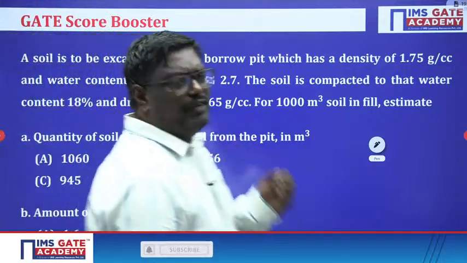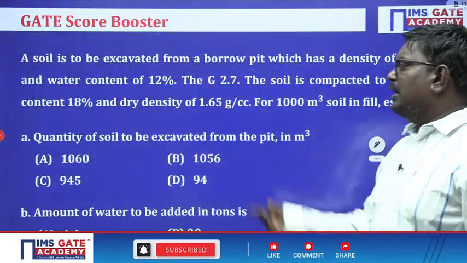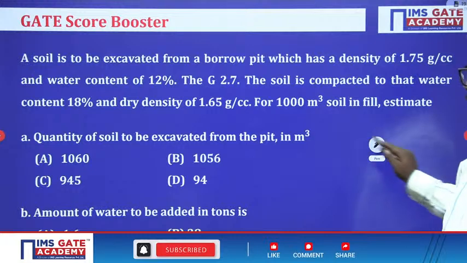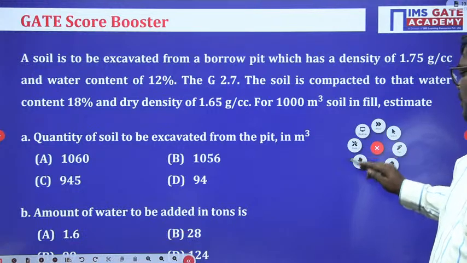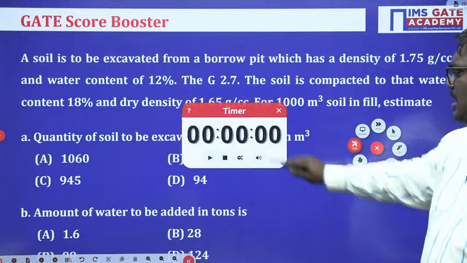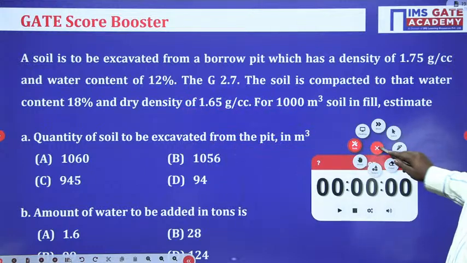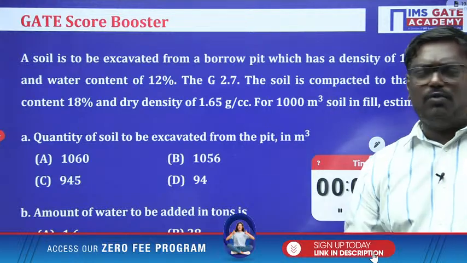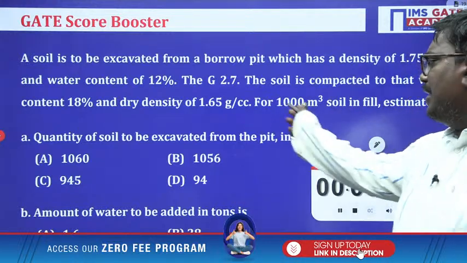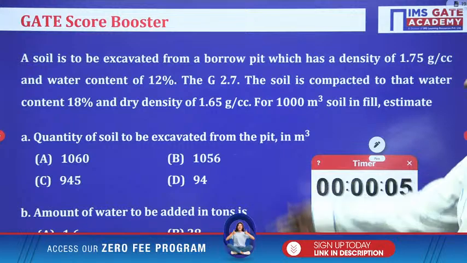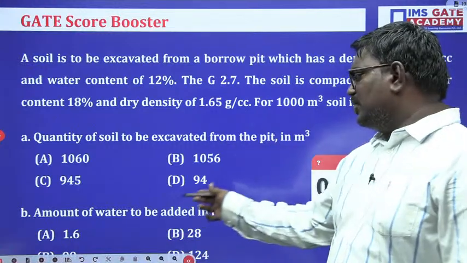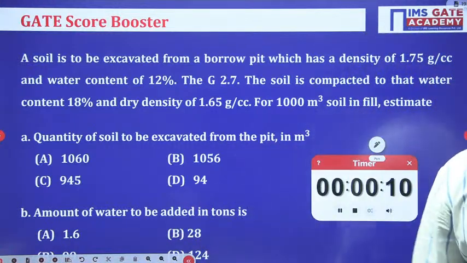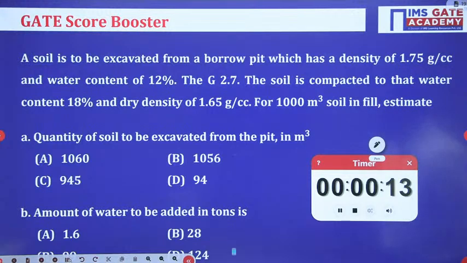Next, this is also a very good question, students. A soil to be excavated from a borrow pit has a density of 1.75 gram per cc and water content of 12 percent. It is compacted such that the water content is 18 percent and dry density is 1.65. You have to calculate the quantity of soil to be excavated and the amount of water to be added. So please try to solve that problem, students.